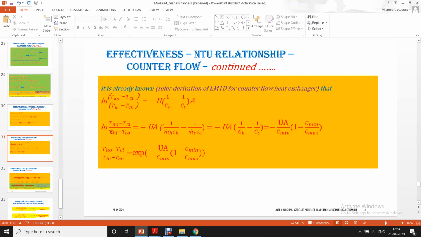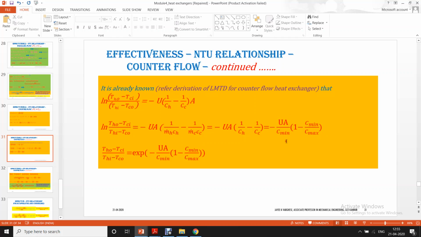Therefore, this can be written as logarithm of THO minus TCI divided by THI minus TCO is equal to minus UA into this, which is equal to minus UA by C min. See, this is a relation which we've already seen. So minus UA by CH, where CH is equal to C min. So the C min is taken outside, so minus UA by C min. Since this has been taken outside, this will become 1 minus CH by CC, or C min by C max.